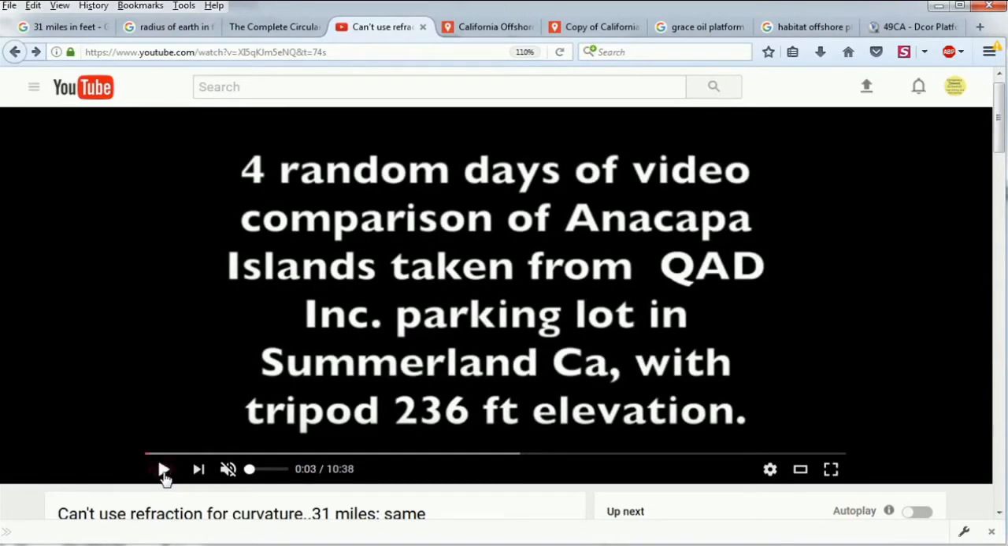So the first thing I want to point out is that the elevation is 236 feet, which is an amazingly perfect coincidence. If you're at 236 feet and you've got a camera on a tripod, your camera's essentially at 240 feet. So just keep that in mind. I honestly couldn't have planned this better.